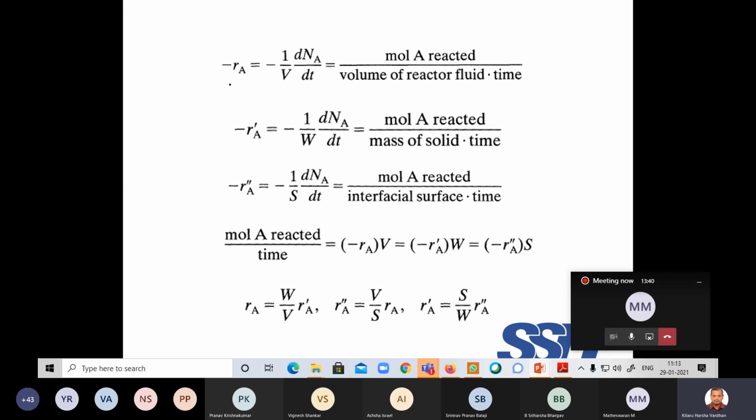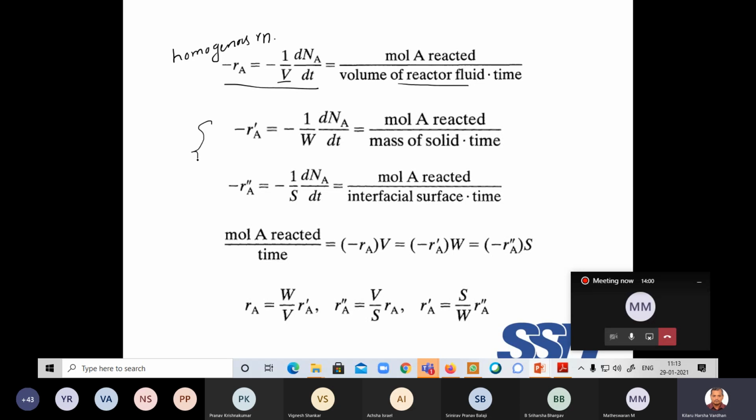Generally we use this expression more often in homogeneous reactions. In homogeneous reactions we will use more of this expression, that is V. V is the volume of the reacting fluid. It is not the volume of the reactor. It is the volume of the reacting fluid.